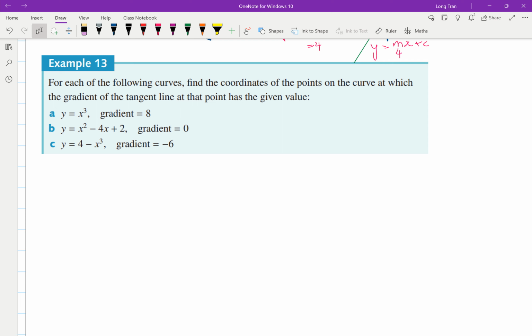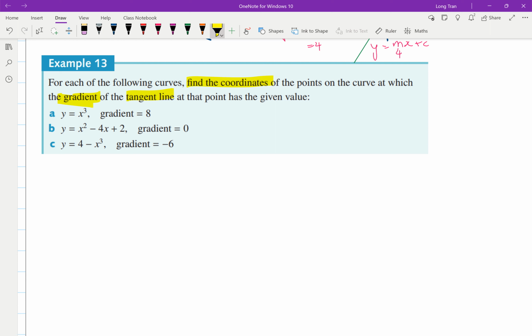Let's have a look. If we understand the idea, then you should be able to answer this question now by applying your understanding. They tell you, for each of the following curves, find the coordinates of the points on the curve at which the gradient of the tangent line at the point has the given value.